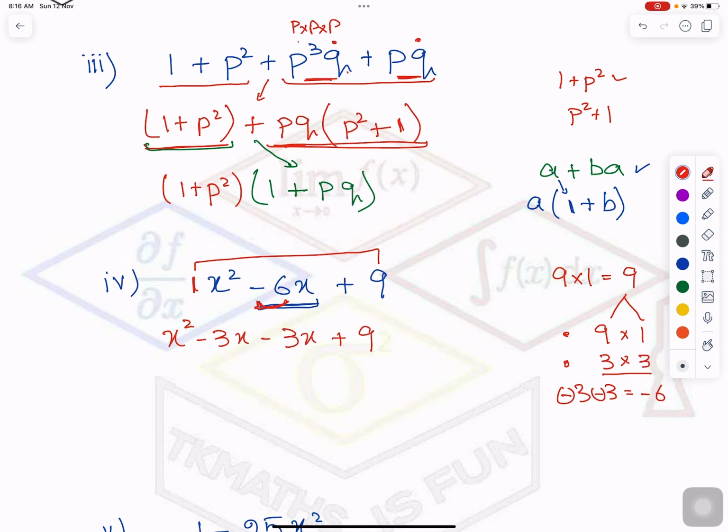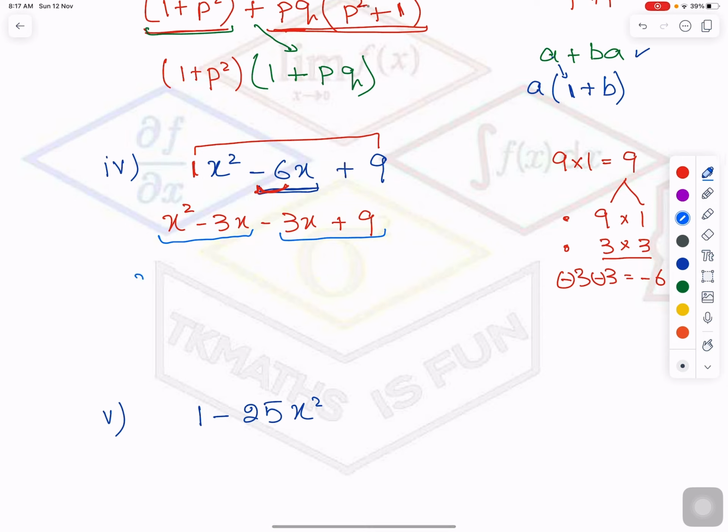Okay, now again I have 4 terms and I have told you the technique. I will take common factor from here and common factor from here. It is x minus 3, right? And from here this sign comes as it is. So what is common here? 3. What is left from this side? X.